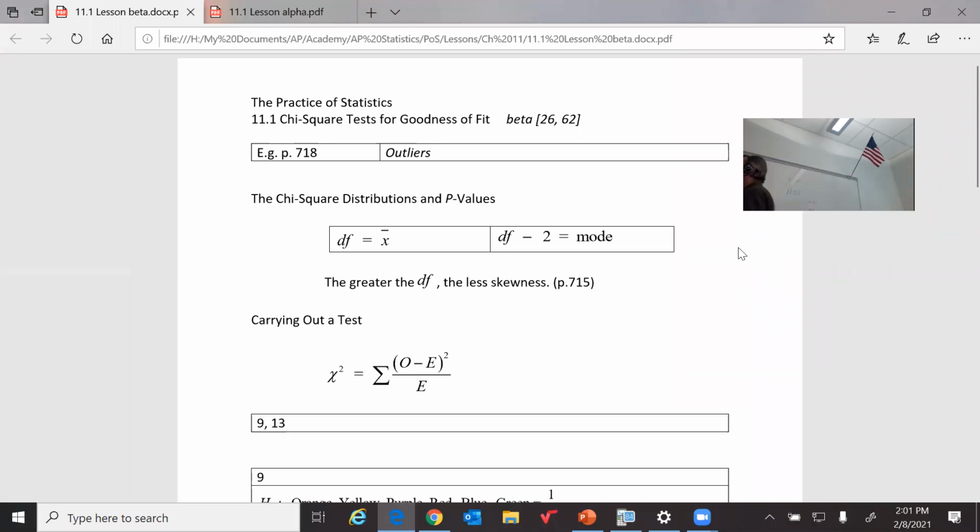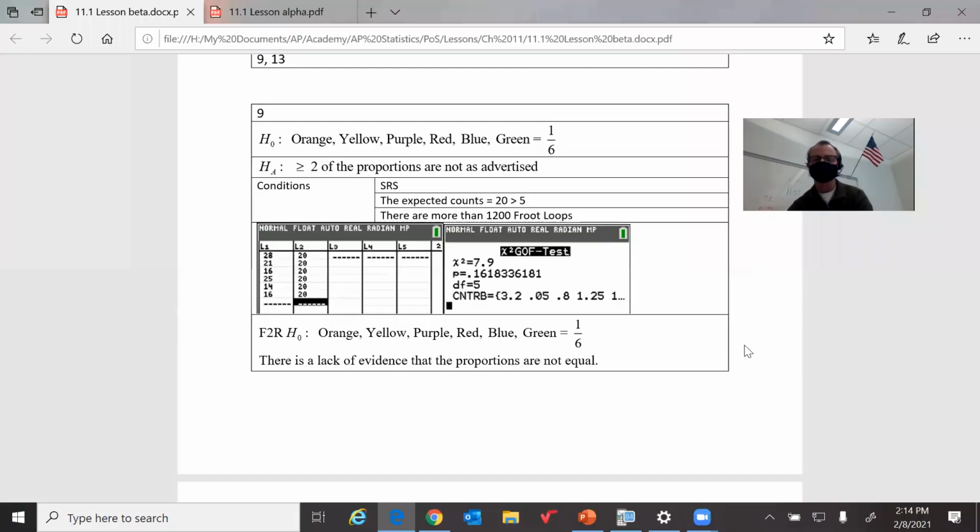Here is the test statistic. It's the sum of observed take away expected squared divided by expected, which in a sense is list 1 subtract list 2 squared, divide those values by list 2, all right, and add them up. So we're going to send you to 2 separate data sets. Problem 9, problem 13.